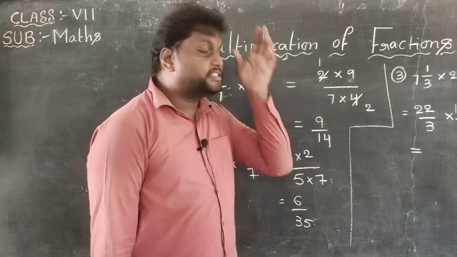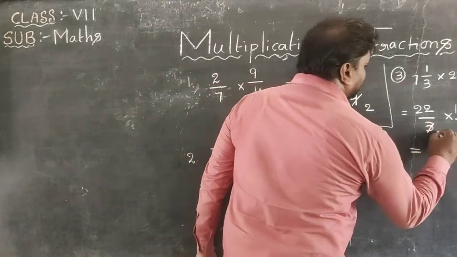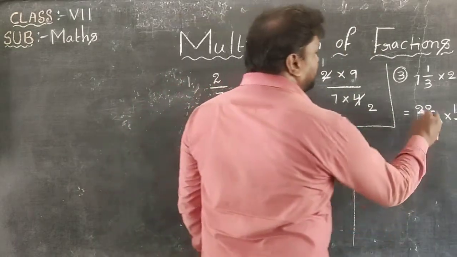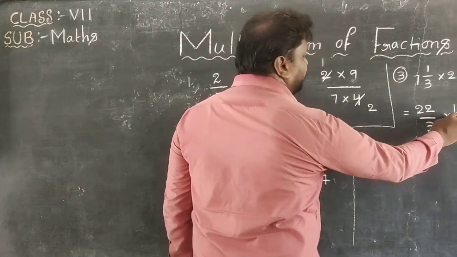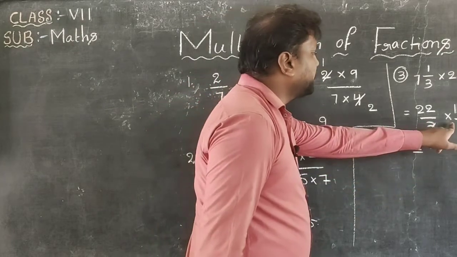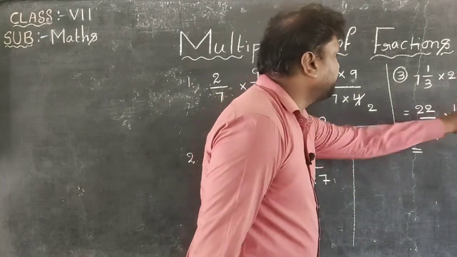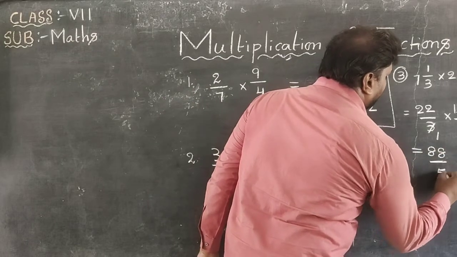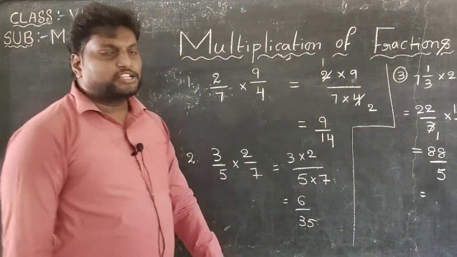Numerator with denominator. See here, denominator 3 is there. 3 1s are 3, 3 4s are 12. Now again we should multiply. What is the symbol between these two? This is multiplication. That's why just multiply: 4 22s are 88 by 5. 88 by 5. Actually, up to here is enough.